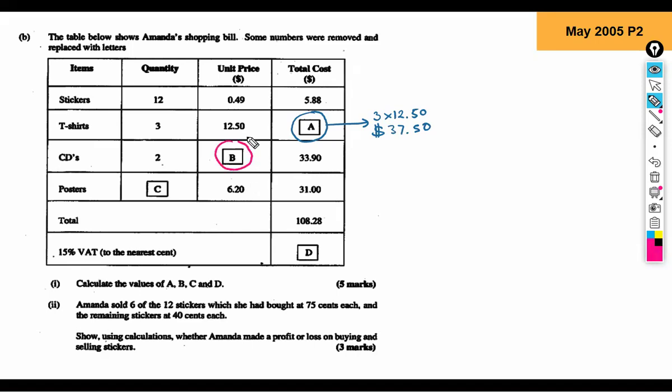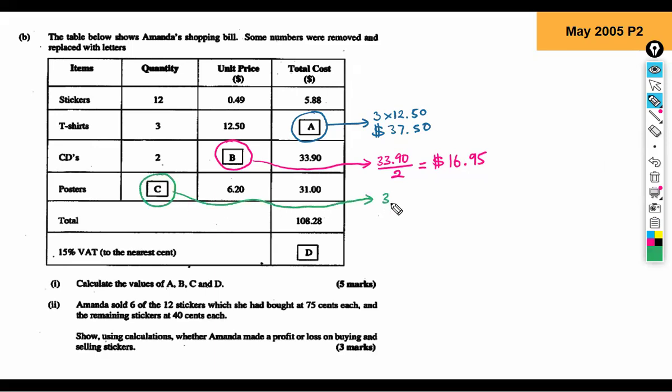For B, this is going to be a division question because this is the total cost and you buy 2. So obviously it's going to be $33.90 divided by 2. And it's going to be $16. Did I do something wrong? 33.90 divided by 2 is $16.95.